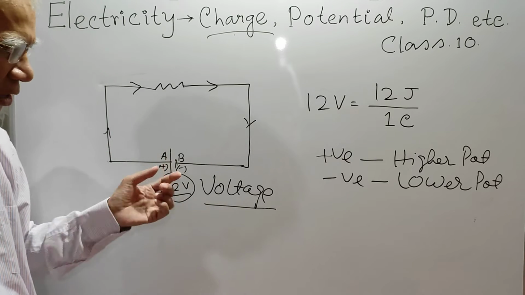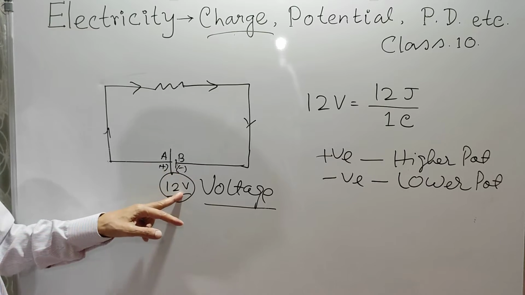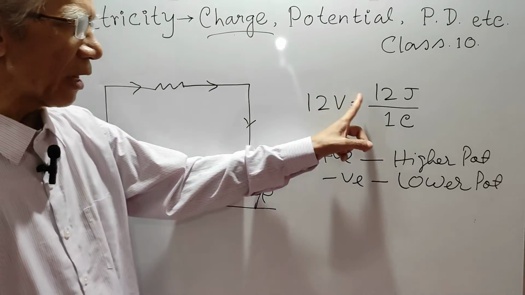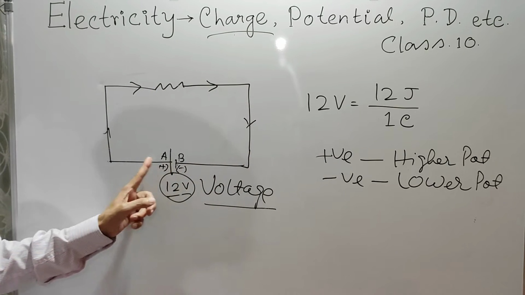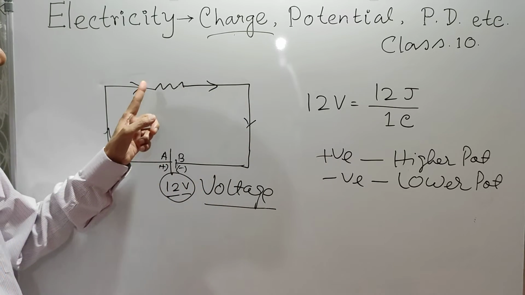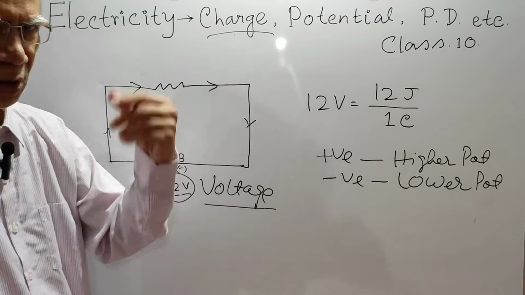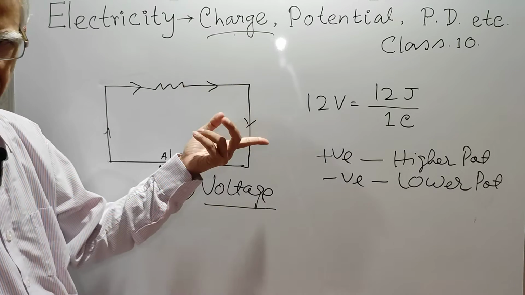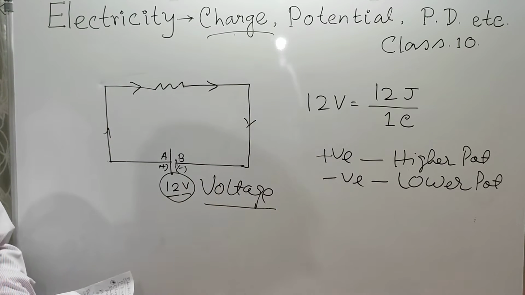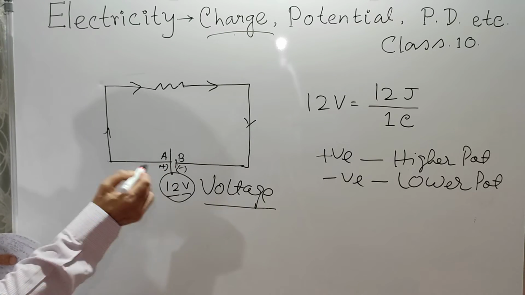Now, who is making the charge flow? This battery. So the battery is doing the work. If it is a 12 volt battery, that means it is doing 12 joules of work to push 1 coulomb of charge from this positive terminal to the negative terminal through this bulb. And this is why the bulb is glowing. If it is a fan, the fan is working because charges are passing through the fan, through the iron, etc. So the potential difference between A and B is 12 volt.